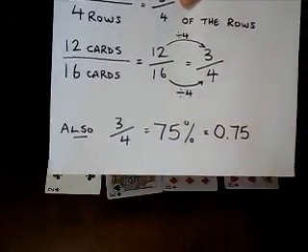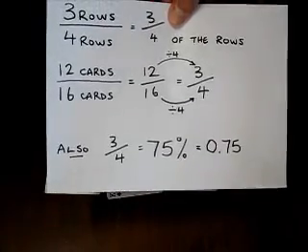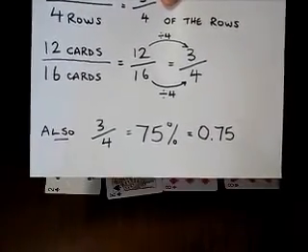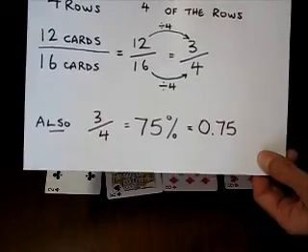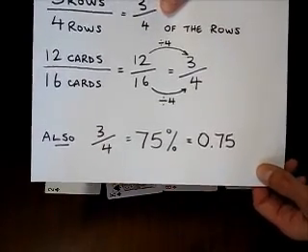Now, as a percentage, how many of those cards are not in your row? 75%. And as a decimal? 0.75. Very good.